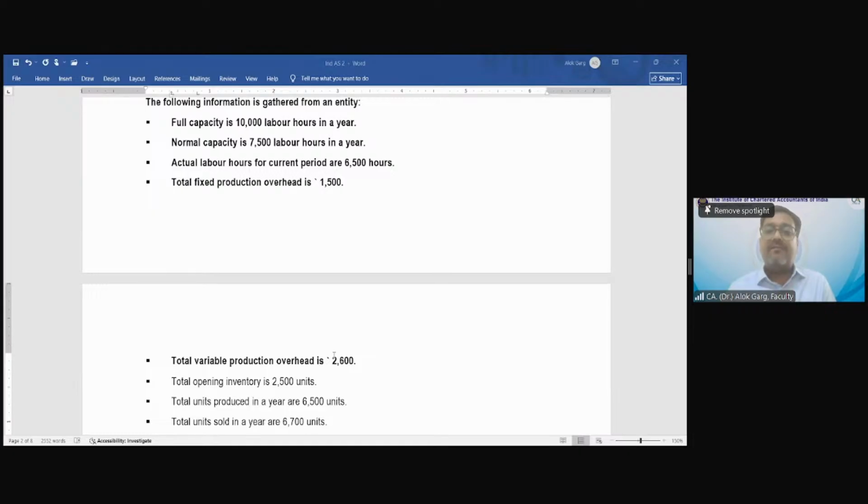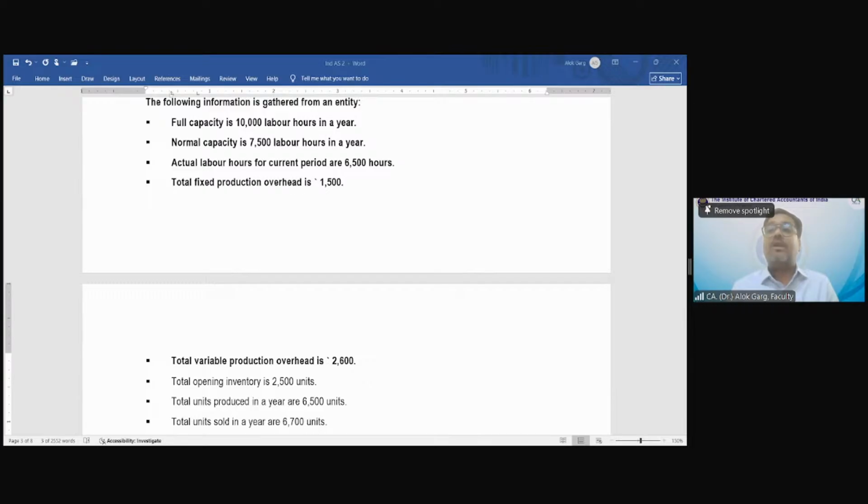And what is my variable production overhead? 40 paise. How have you arrived at 40 paise? Variable production overhead is 2600, divided by 6500, my units produced. So variable production overhead divided by actual hours for the current period, which is 6500 hours, gives 40 paise per hour. So variable production overhead is 40 paise, which is equivalent to 6,500 multiplied by 40, 2,600.